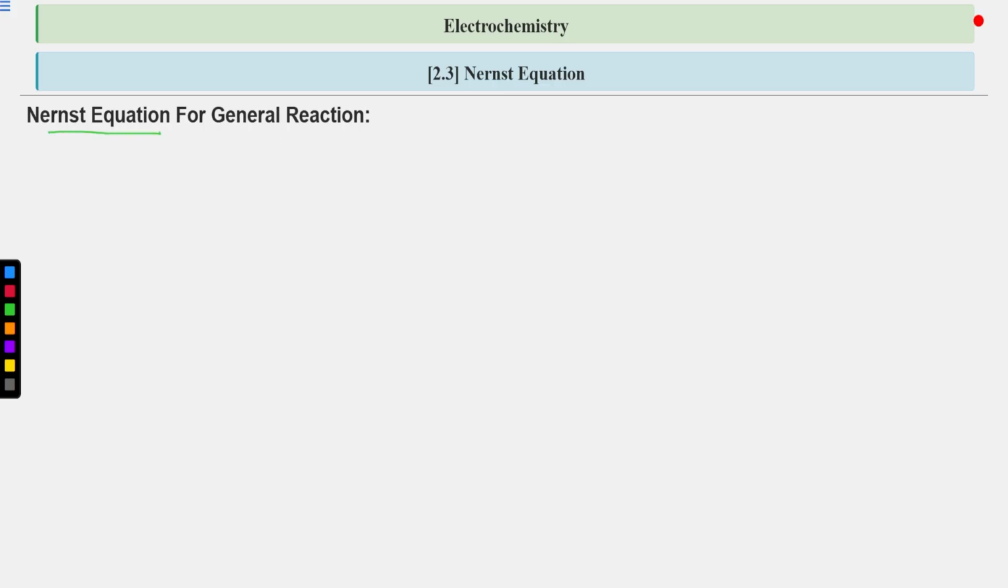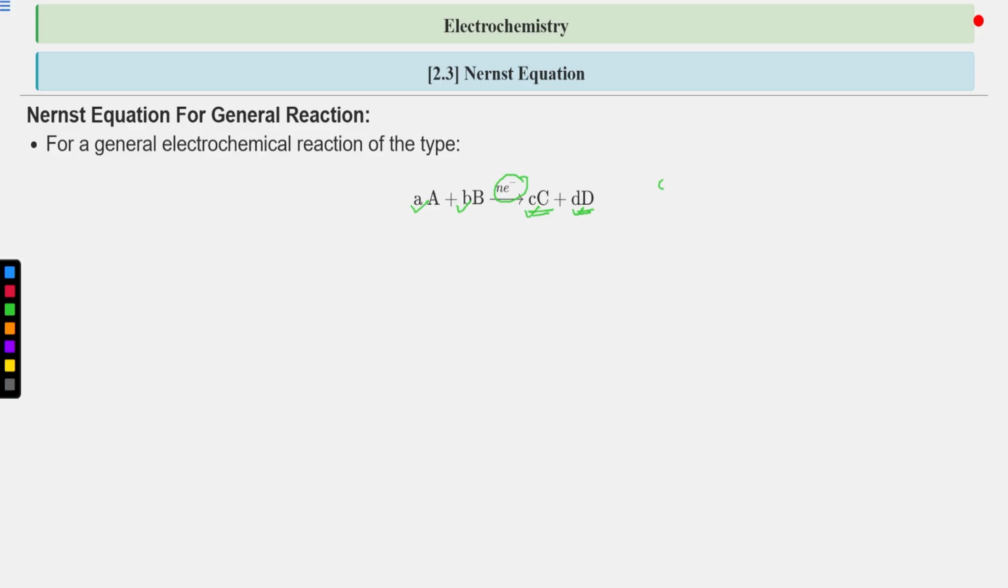Now, how can you write the Nernst equation for a general reaction? For a general electrochemical reaction of the type aA plus bB, after exchanging n number of electrons, becoming cC and dD. The small a, small b, small c and small d represent the coefficients for the reactants and the products, and the capital A, capital B, capital C and capital D are our reactants and products. Okay.